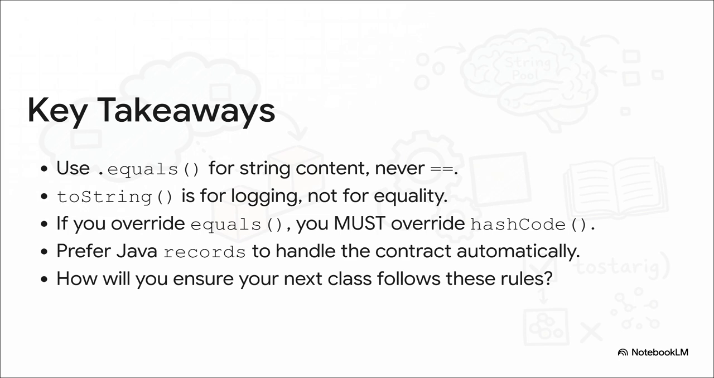So let's just quickly recap the golden rules. For string content, always use .equals, never ==. Remember, toString is your friend for logging and debugging, but it's not for checking equality. And the big one, if you override equals, you absolutely must also override hashCode. Or even better, if you're just making a simple data class, use a Java record and let the compiler do the hard work for you.